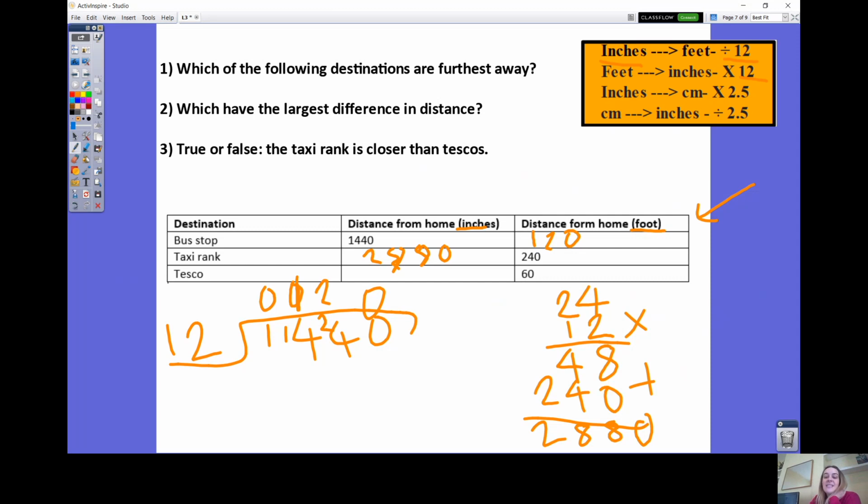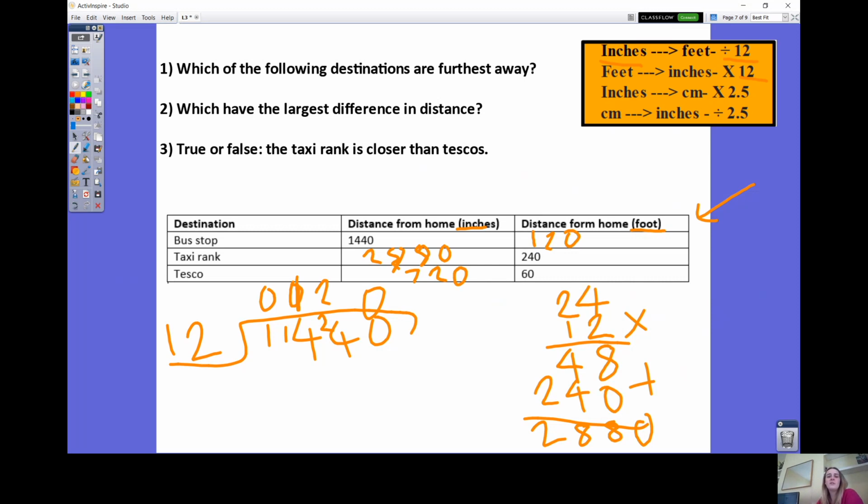And finally, 60 feet in inches. You need to do 60 multiplied by 12. I would do this by doing 12 multiplied by 6 and adding a 0 on the end. So 12, 24, 36, 48, 60, 72. So it's equal to 720 because you need to add a 0 on the end.